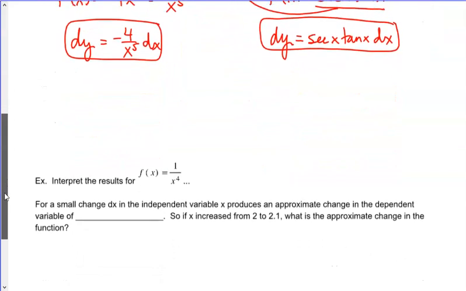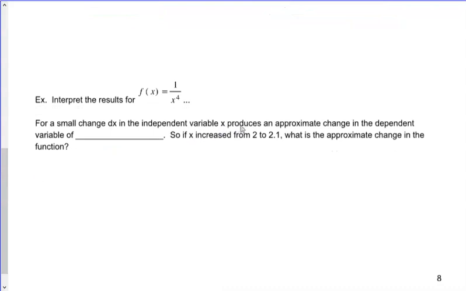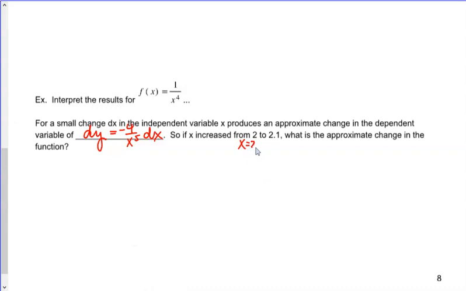But what does it help us with? Interpreting the results for that function 1 over x to the 4th: a small change dx in the independent variable x produces approximately a change in the variable of dy in the form of negative 4 over x to the 5th dx. So if f increases from x equaling 2 to x equaling 2.1, what is the approximate change in the function? Basically what I'm asking for is dy. That's what I'm looking for.